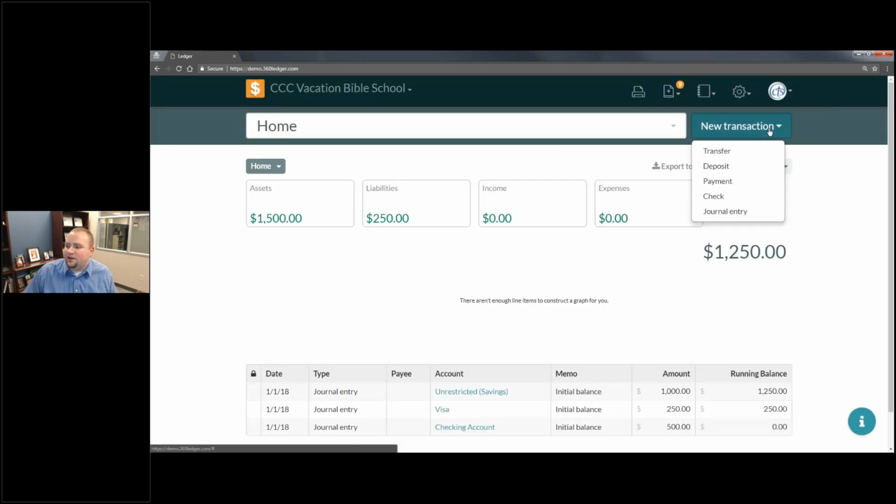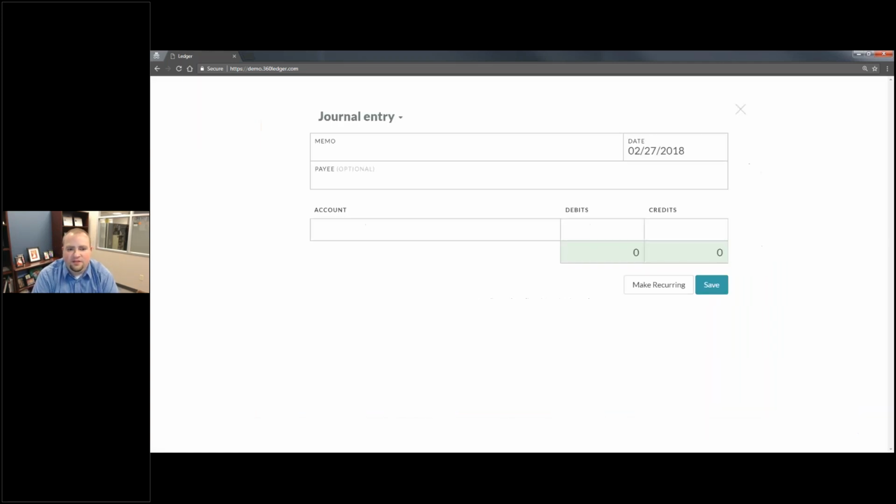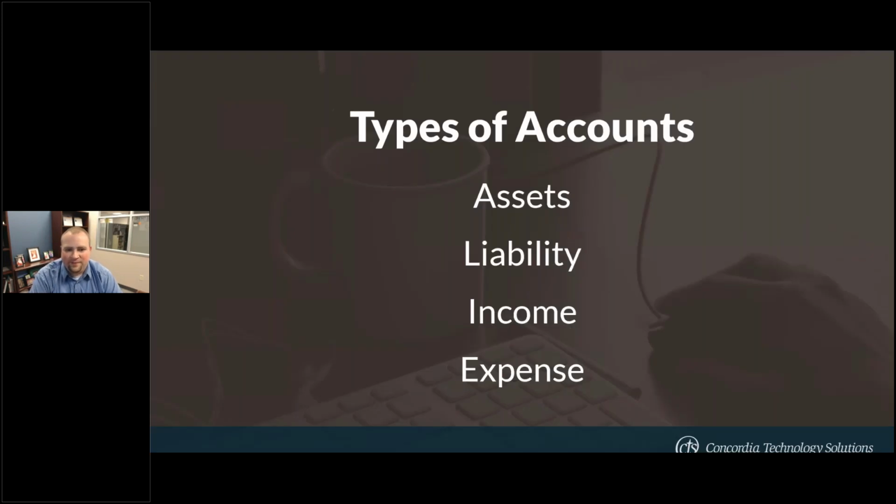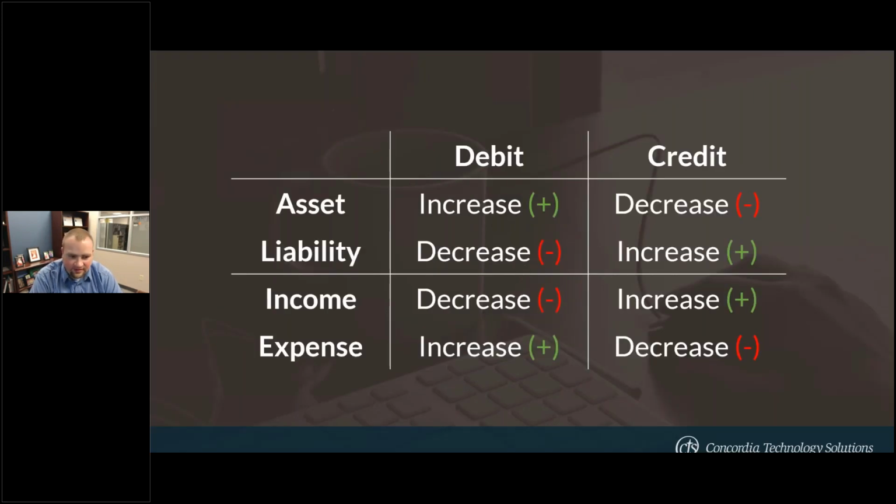If I click on new transaction, I have 5 options there: transfer, deposit, payment, check, and journal entry. Now, journal entry is the most difficult of this group. This is what you would call T-chart accounting, where you have debits and credits. Now, I'm going to get a little technical here, and I'm not the expert at this either, so please pardon my layperson's definition of credits and debits, but it's meant for other lay people, so we're going to speak at the same level. So here we go. Assets, liabilities, income, and expenses are on the far left-hand side. And then debits and credits are at the top.